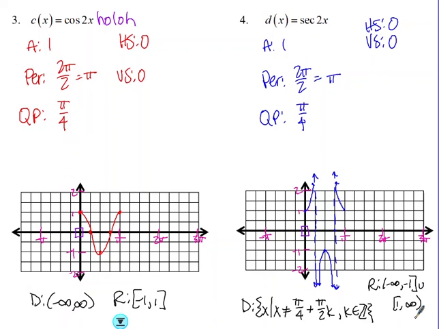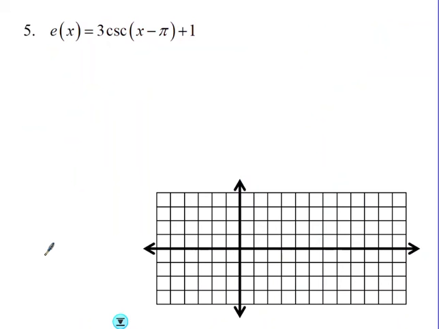We have one last example. E of x equals 3 cosecant of (x minus pi) plus 1. So let's write out all of our information. Our vertical stretch is 3. The period is 2 pi divided by b. b is 1 in this case, so our period is 2 pi. So the quarter period is pi over 2.